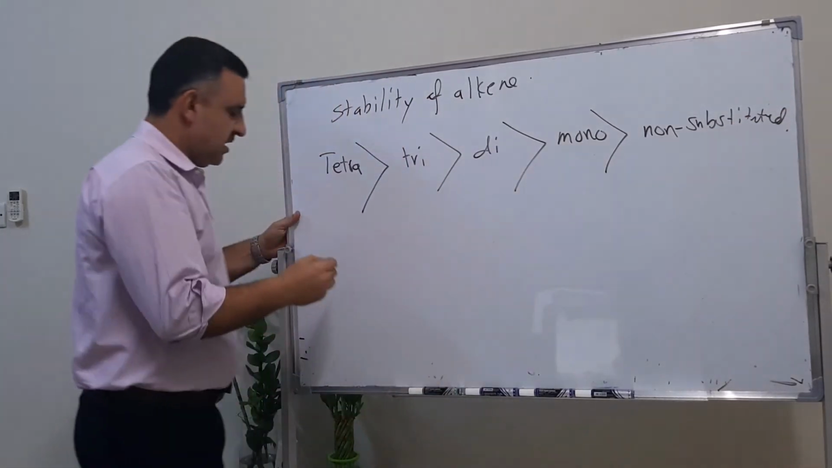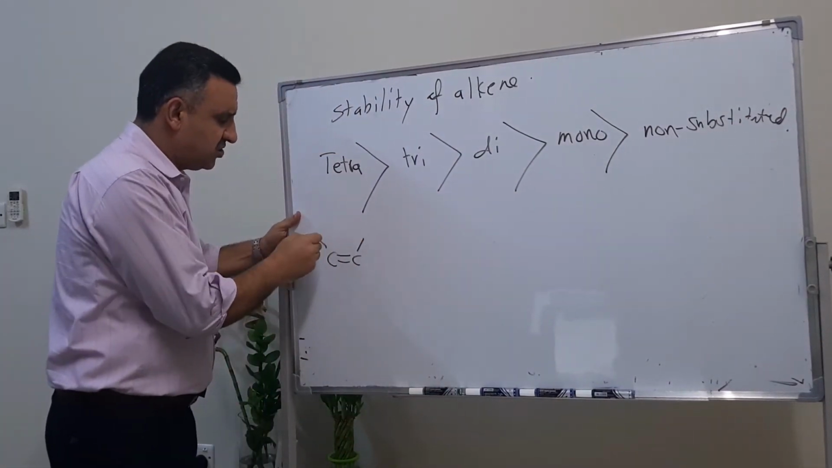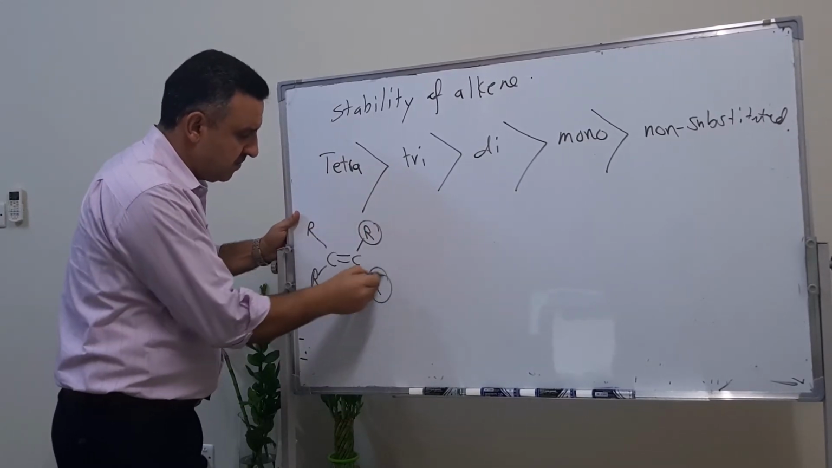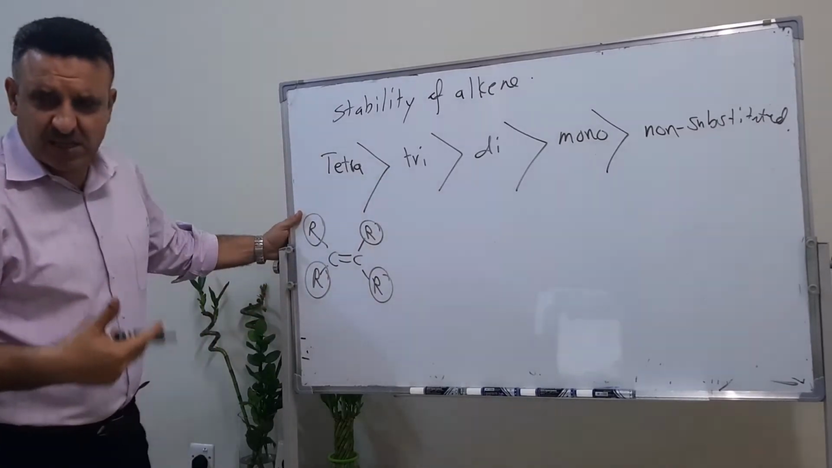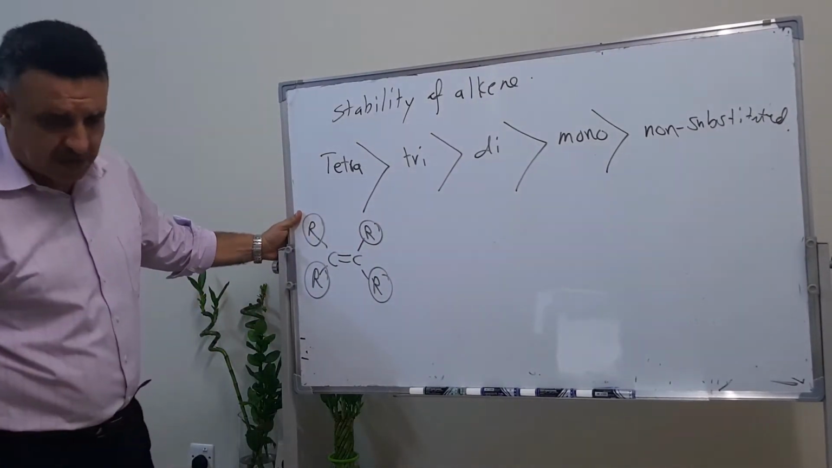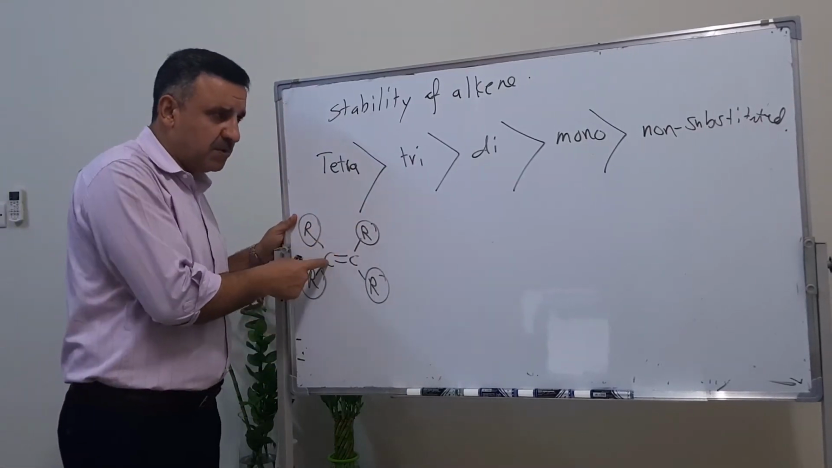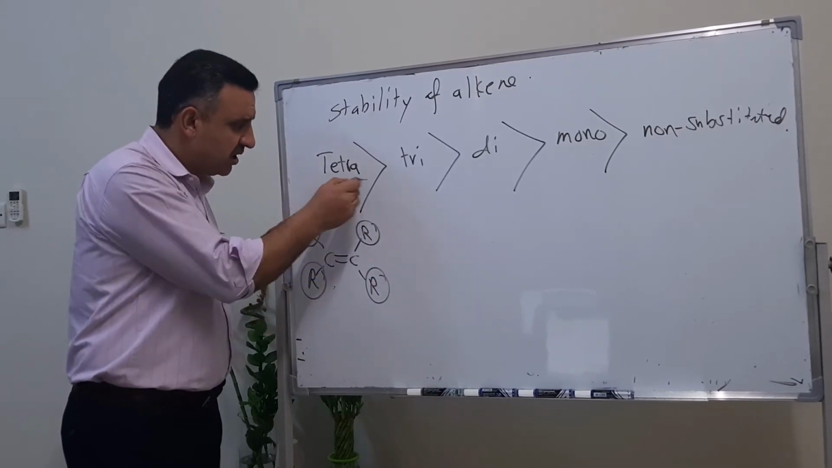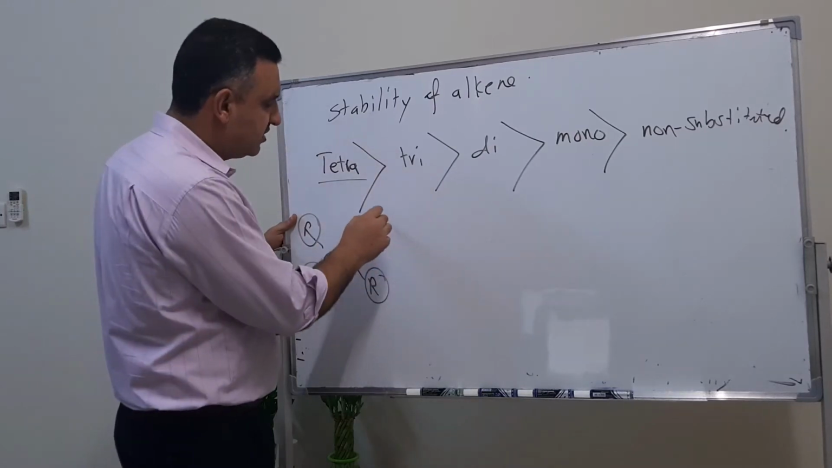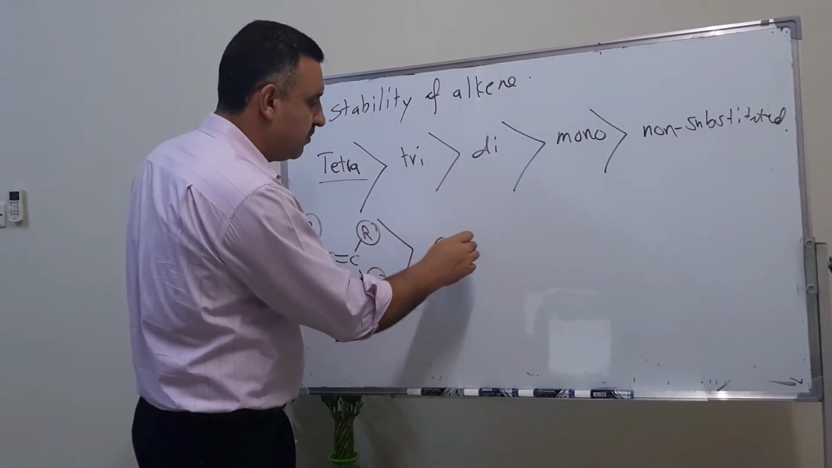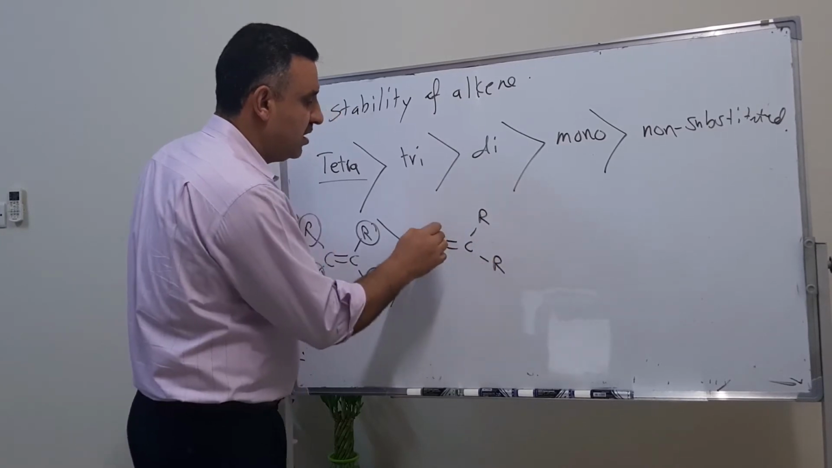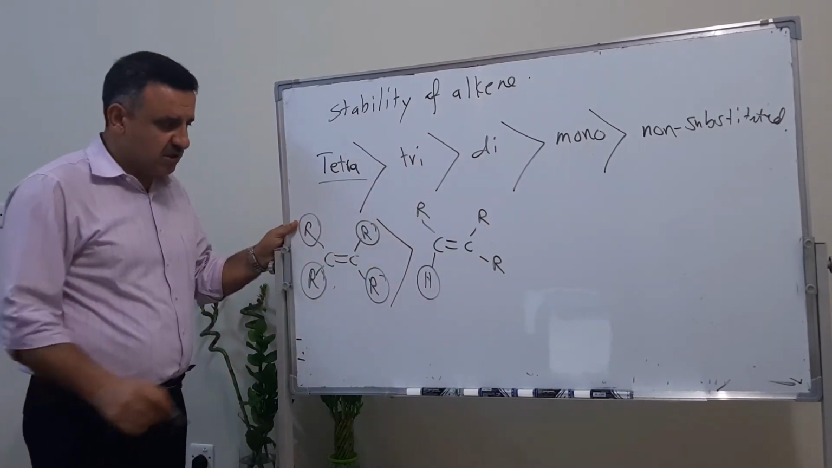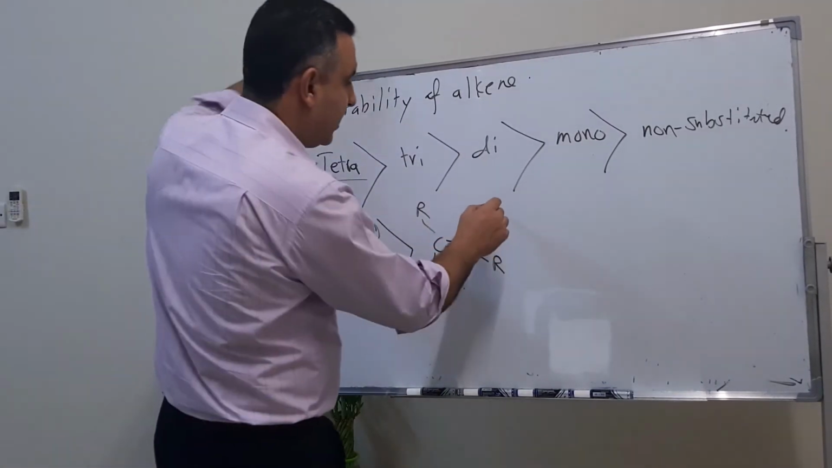In other words, if we have a carbon double bond carbon attached to 4 R groups, where R here is any carbon attached to the system, that's what we refer to by R. So as you can see here, the carbon double bond carbon is attached to 4 alkyl groups. That's why we call it tetra substituted. This will be more stable than the carbon double bond carbon attached to 3 substituents, where one of the substituents is a hydrogen. So this is tri substituted, I'm sorry.